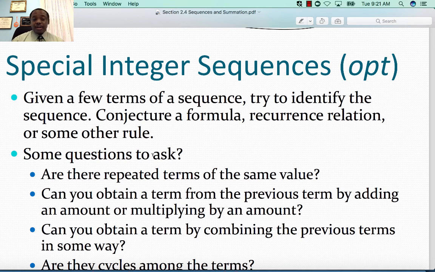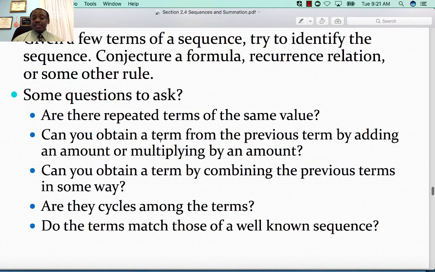Special integer sequences. As I mentioned before, a sequence could be AP, arithmetic progression, GP, geometric progression, recurrent sequence, or none of the above, just a special integer sequence. So given a few terms of a sequence, try to identify the sequence. So we have to conjecture a formula. Some questions to ask: Are there repeated terms of the same value? Can you obtain a term from the previous term by adding an amount or multiplying by an amount? Can you obtain a term by combining the previous terms in some way? Are there cycles among the terms? Do the terms match those of a well-known sequence? So you put all of these together and then come up with a formula.